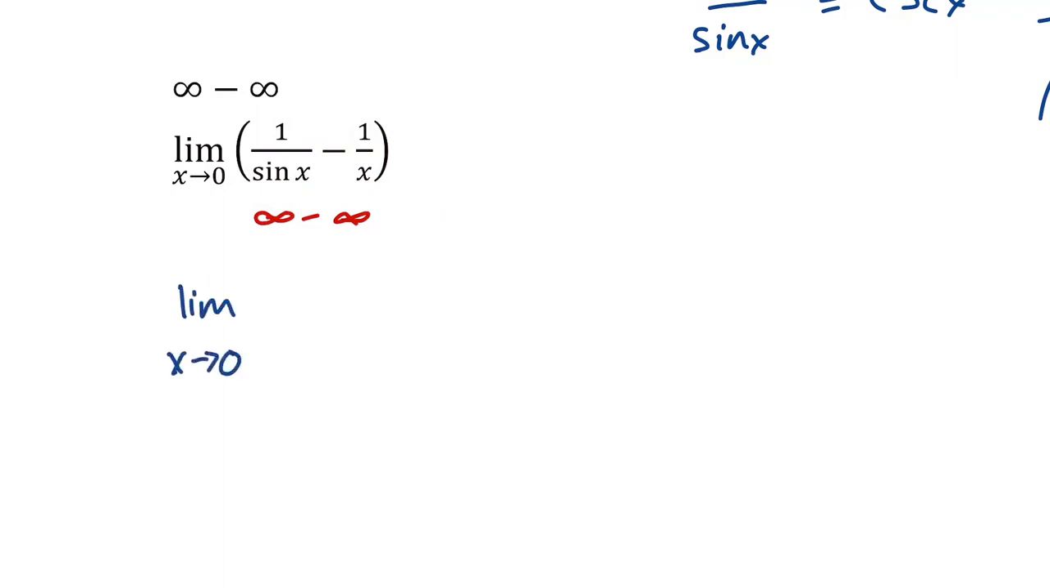So what I'm going to do is multiply the first one by x over x. So this is just going to give you x in the numerator. x times 1 is x. And the second one, I'm going to have to multiply by sine of x over sine of x. So this will give you minus sine of x in the numerator. And then the denominator is just going to be x sine of x.